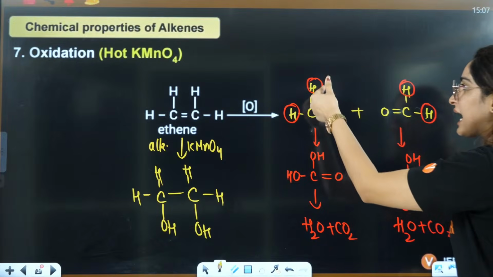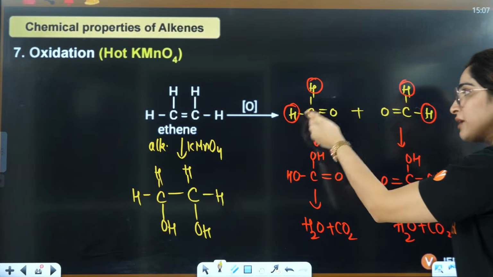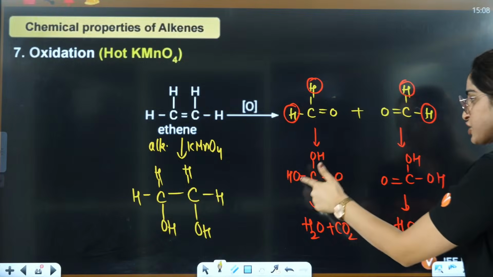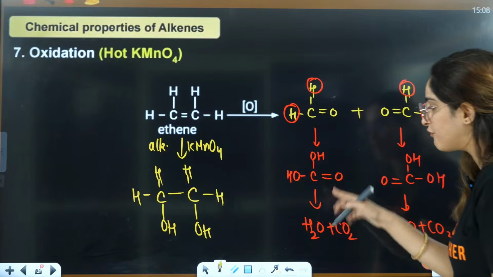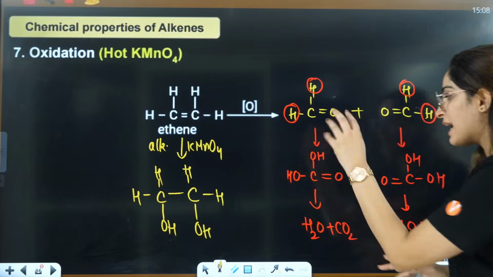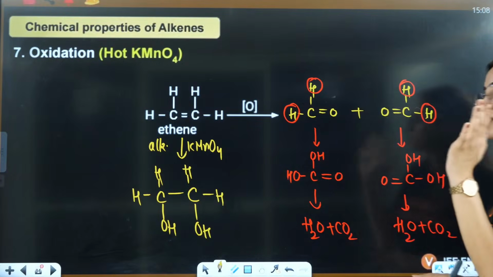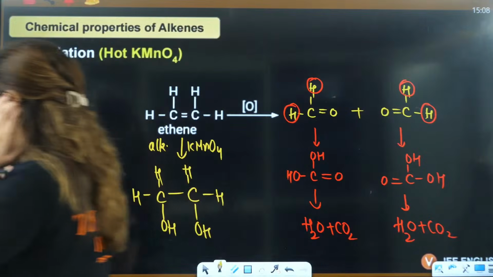Then hydrogen that is directly attached to the carbonyl will be converted to OH. Now this is H2CO3, which is not a stable compound, so that is directly converted to H2O and CO2. This is what you have here.